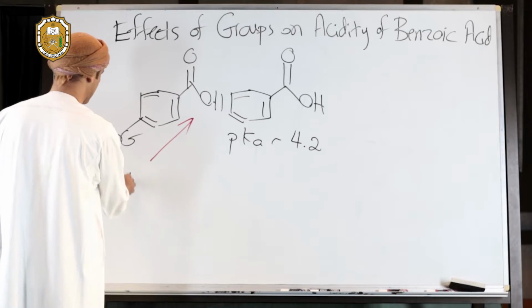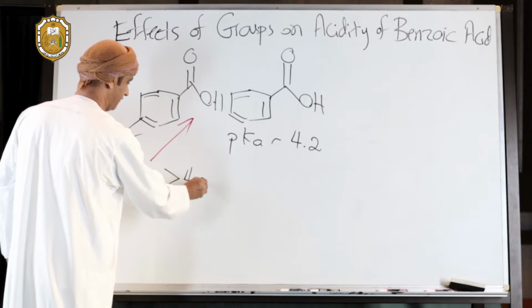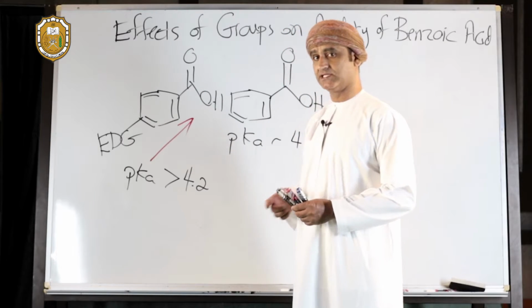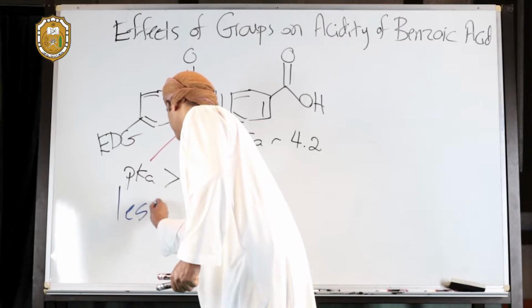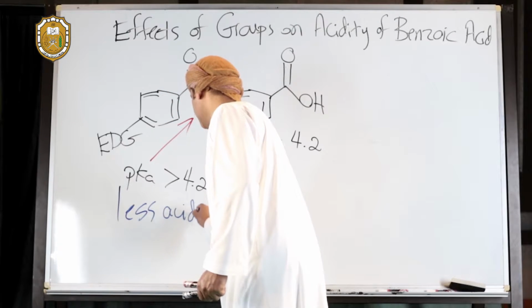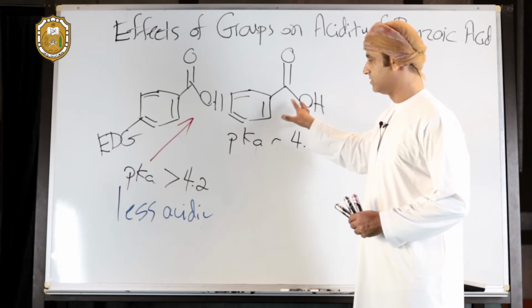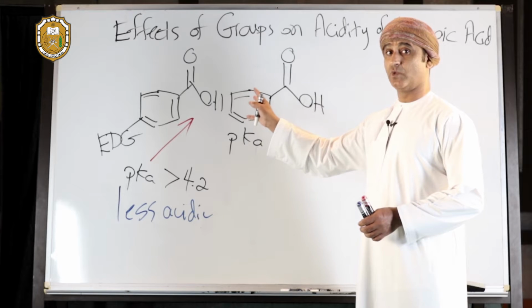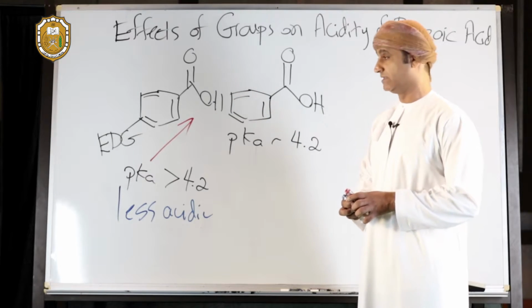So the pKa here in general should be greater than 4.2, and therefore these carboxylic acids would be less acidic. And of course, when we say less acidic, we mean in comparison with unsubstituted benzoic acid itself. So that's one, if you like, one extreme: a substituted benzoic acid with an electron-donating group.